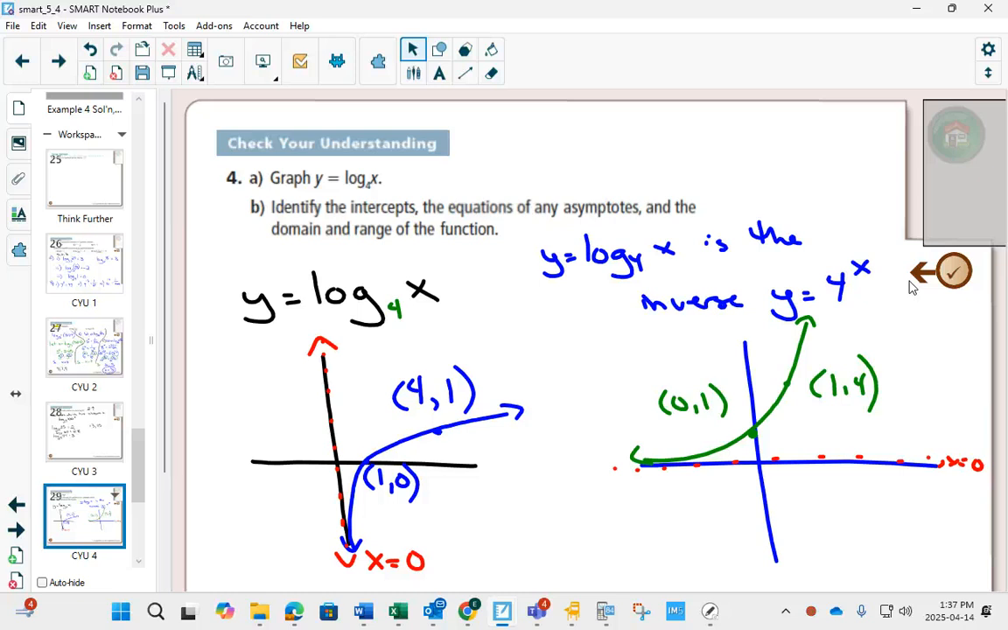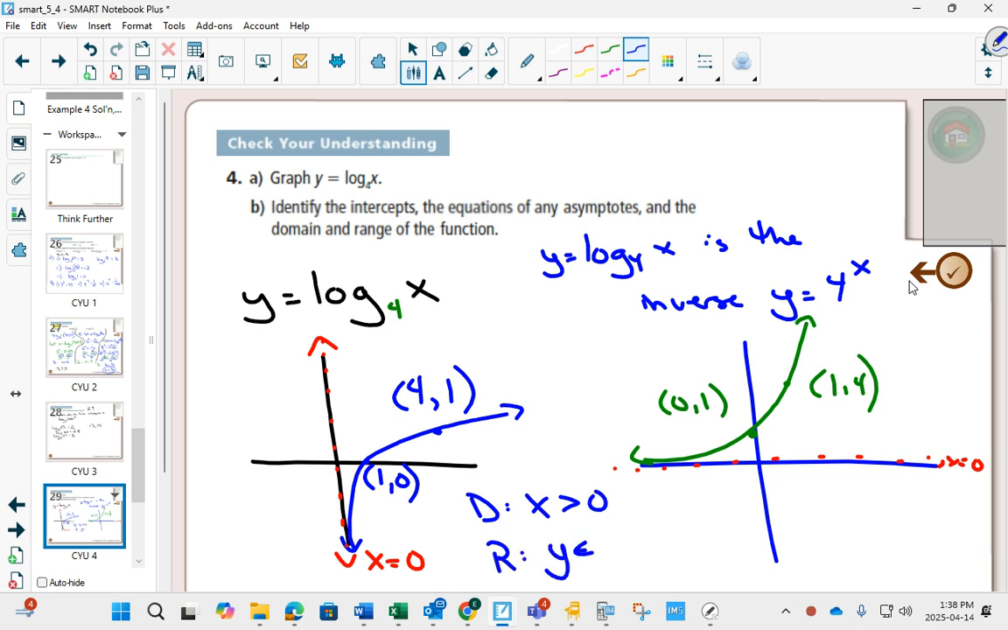And so we are going to do a whole bunch of graphs with a whole bunch of different logs and do all the transformations, don't cheer so loud, with our log graphs. Okay, but first of all, do we have any intercepts? Well, there's only an x-intercept, no y-intercept. The equation of the asymptote is x equals 0. If you wanted to do the domain, x is bigger than 0, your range is everything.